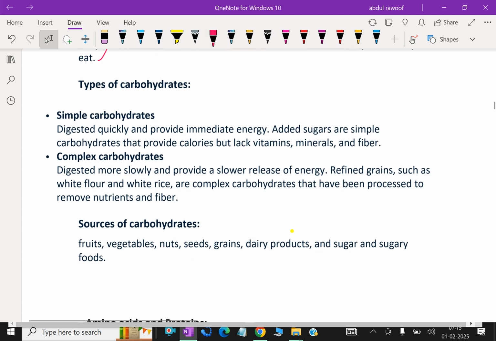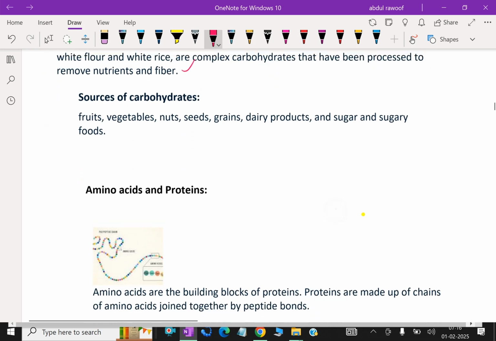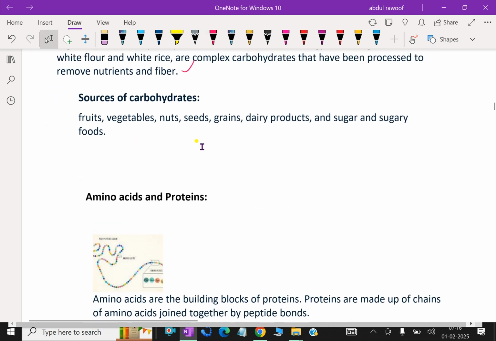Types of carbohydrates. Simple carbohydrates are digested quickly and provide immediate energy. Added sugar, or simple carbohydrates, provides calories but lacks vitamins, minerals, and fiber. Complex carbohydrates are digested more slowly and provide a slower release of energy. Refined grains such as white flour and white rice are complex carbohydrates that have been processed to remove nutrients and fiber. Sources of carbohydrates: fruits, vegetables, nuts, seeds, grains, dairy products, and sugar and sugary foods.